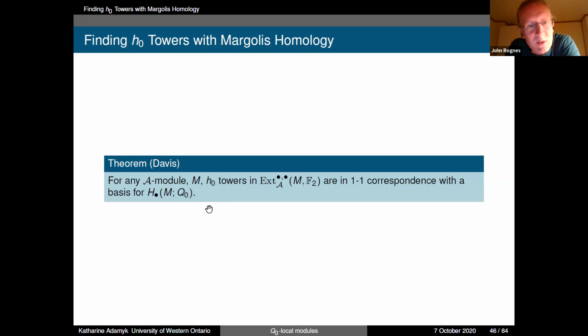Well, there's a Bockstein spectral sequence from the mod 2 homology to the integral homology. In particular they would say that the H0 towers correspond to the mod 2 homology. I'm sorry, the E1 term would be the mod 2 homology, but taking the homology with respect to Sq1. So the E2 term would be precisely the H0 towers. So the Margolis homology. Okay.